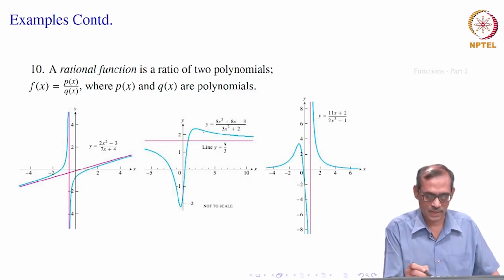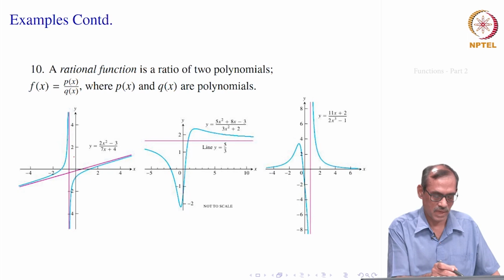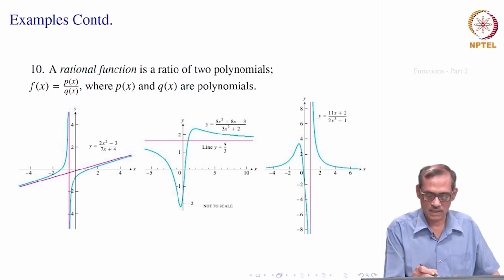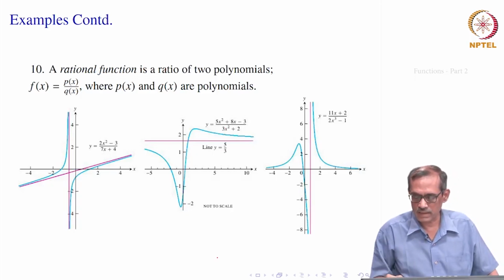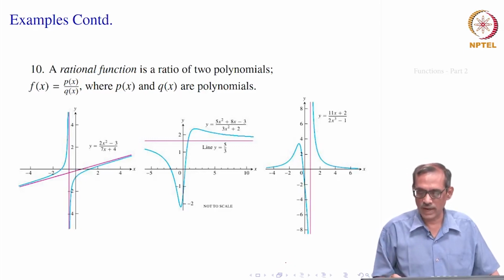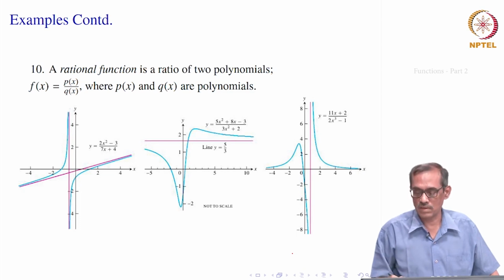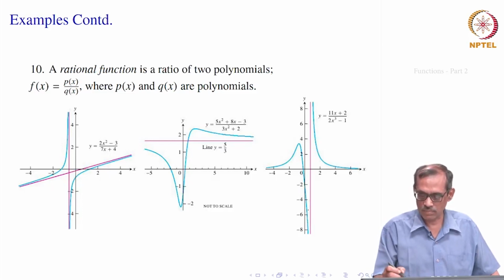You can't see any gap here. There you were looking at some gap, minus 4 by 7, where it is not defined, but here there is nothing. For every real number it is defined. Similarly, if you take the third one, 11x plus 2 divided by 2x cubed minus 1, then 2x cubed minus 1 can be 0 when x cubed equals 1 by 2, or x is the cube root of 1 by 2. Except at that point, everywhere else it is defined, and that is how it looks.